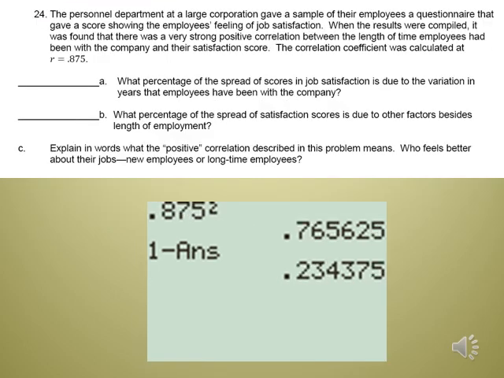Basically the same kind of thing on the next one where they're looking at how long employees have been with the company and what their level of job satisfaction is. For part A, I took the R value that was given and I squared it, and it's like 0.765625 or about 77%. The amount of job satisfaction that's due to other things, I subtracted from 1 and got about 23%. And since it's a positive correlation on part C, we could say the longer people have been with the company, the better they feel about their job, basically. The long-time employees are going to have more positive ratings than the new ones.